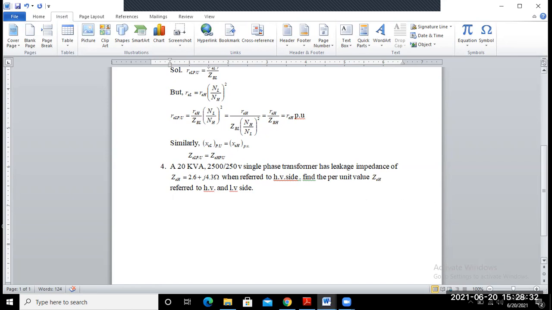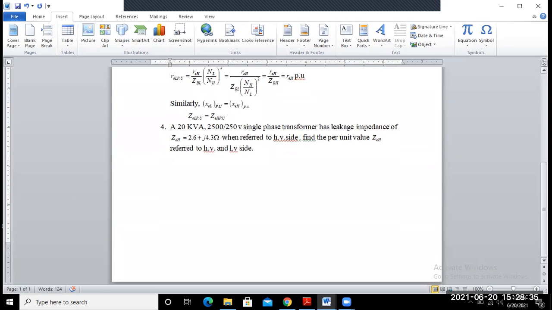So to find the per unit value, what do we do? There are two parts of the problem: one along the HV side and another along the LV side. Case one, that means for the HV side, to find the per unit value we need to find the base impedance and base current of the HV side. So first we find the base impedance for the HV side.